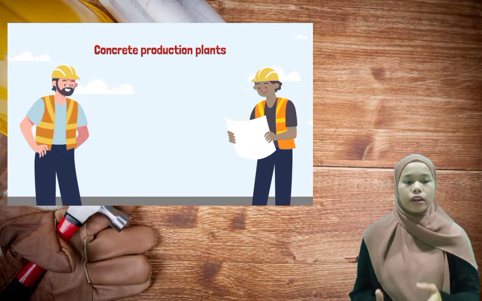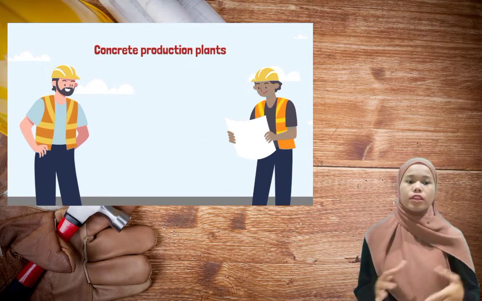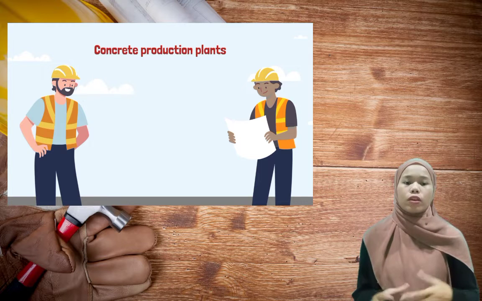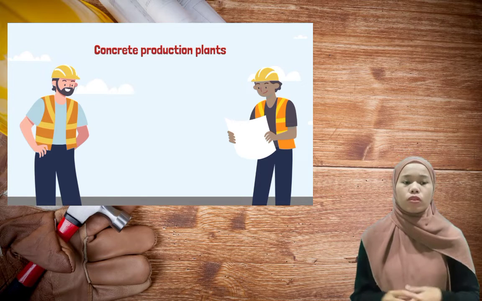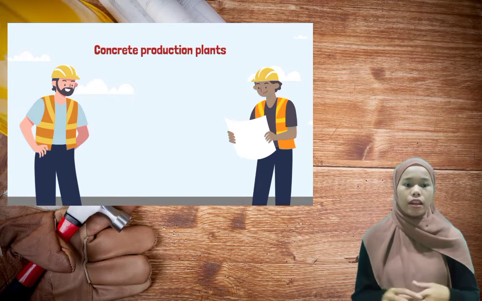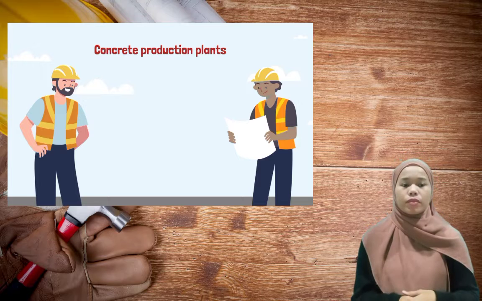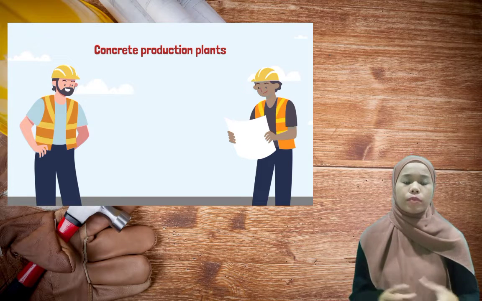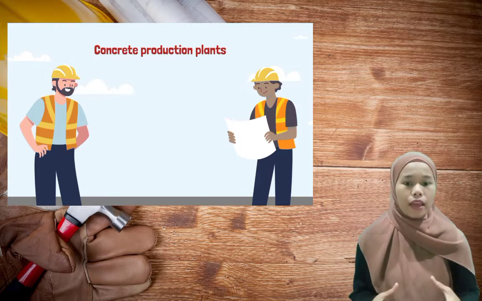Okay, next is concrete production plants. For mixing different ingredients in the required proportion, it consists of storage bins for storing materials like cement and admixture. Aggregate is mixed in it with the help of a hopper which is fixed in the plant.